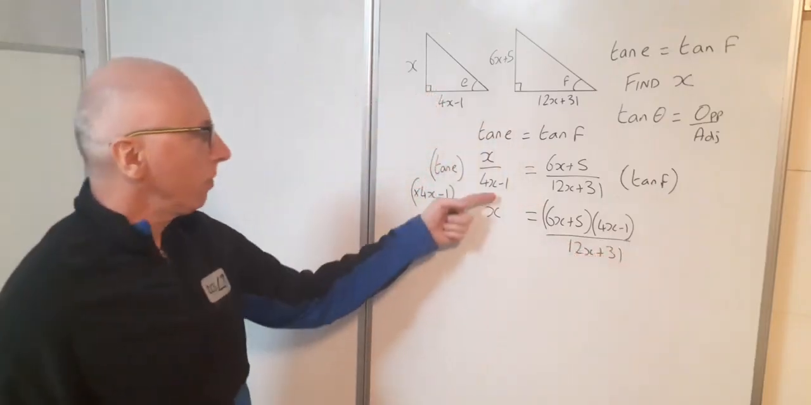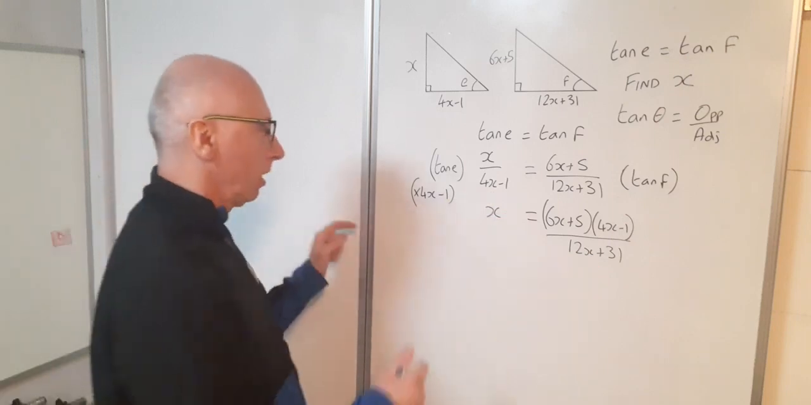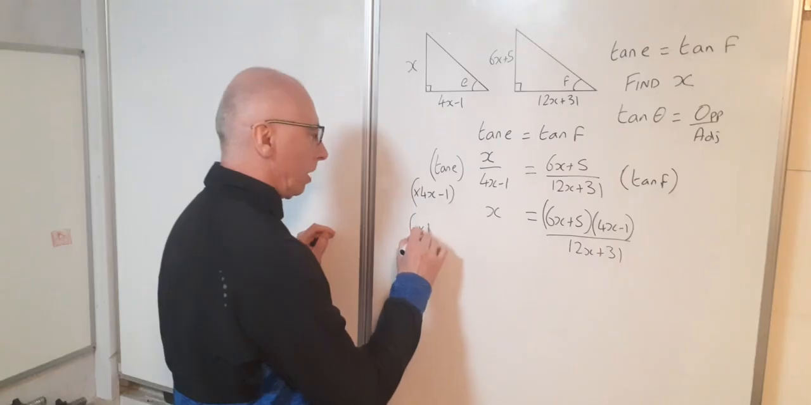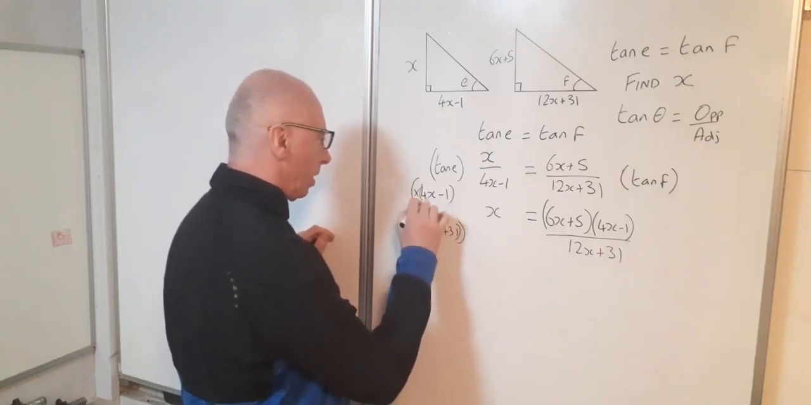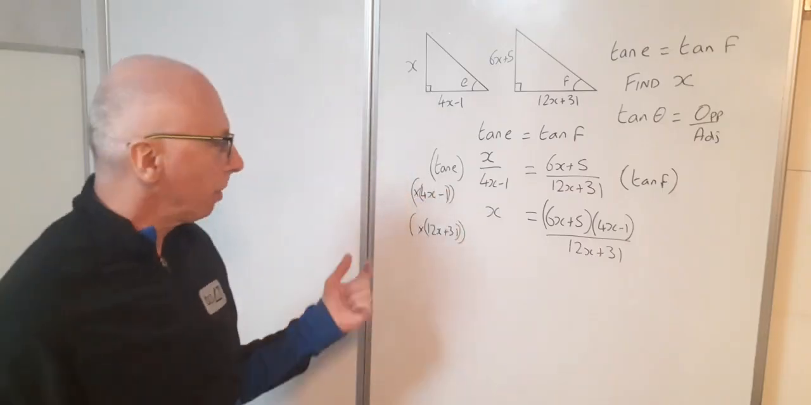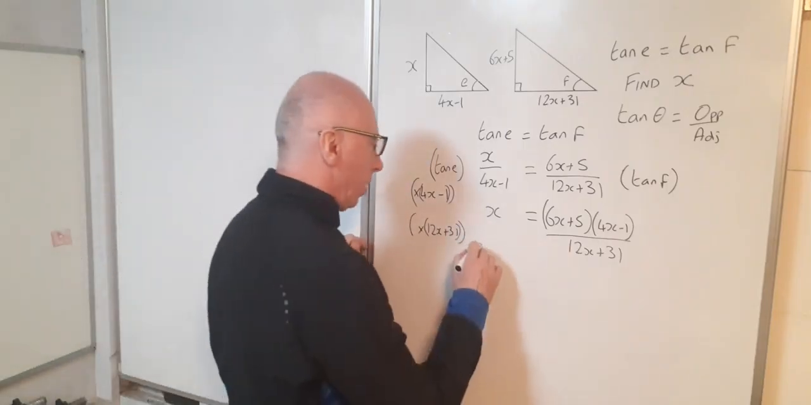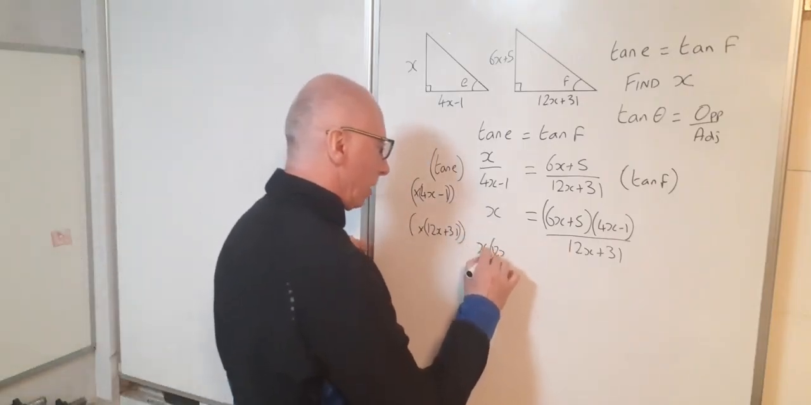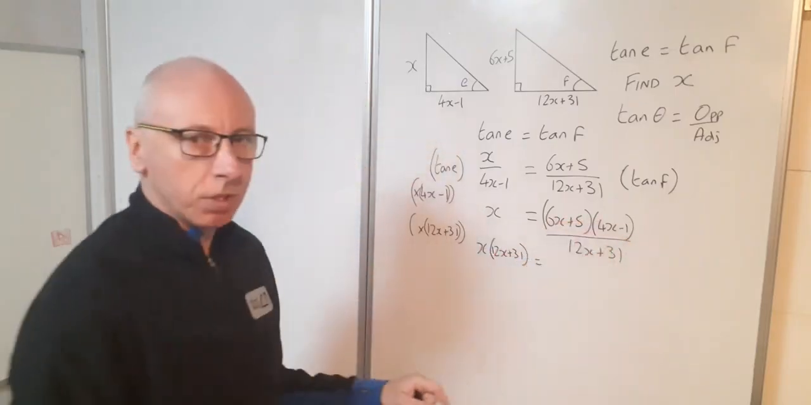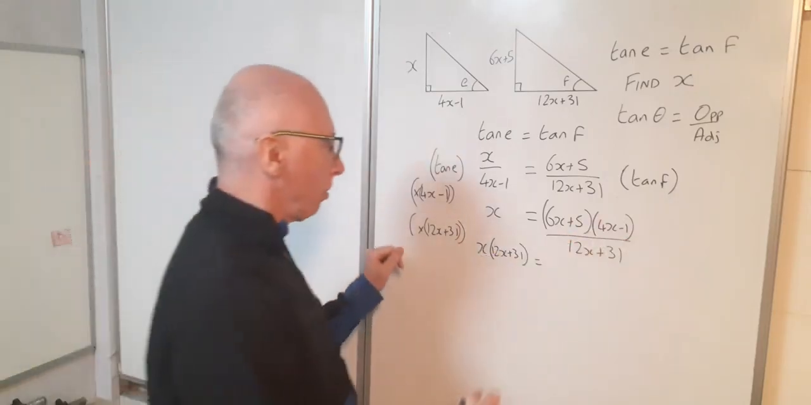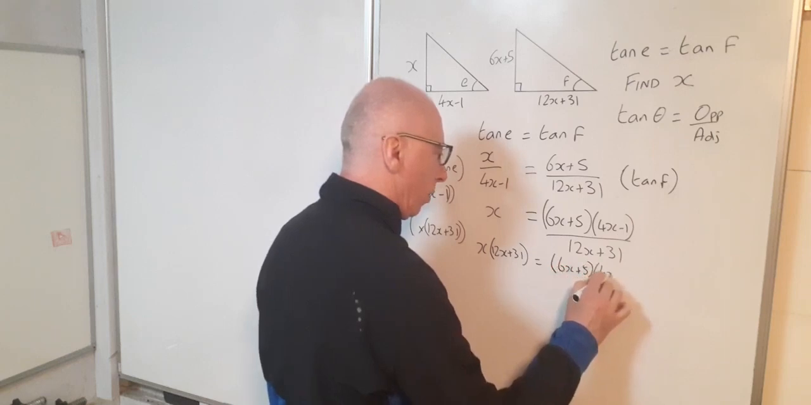So now, as I did with this one, if I multiply both sides by this, I can now get rid of this denominator. So now let's times by 12x plus 31. So I just put those in a little bracket as well, just to not break any BODMAS laws. So times this by this. So then I've got x times 12x plus 31 equals, then I'm just going to cancel out my denominator and be left with my numerator. So then I've got 6x plus 5, 4x minus 1.